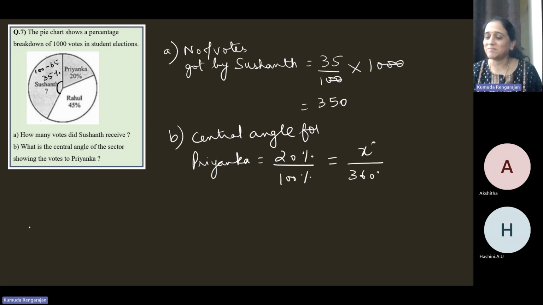You should feel the rhyme. What is the rhyme? The numerator is all for Priyanka. 20% is for Priyanka. X degrees is also for Priyanka, the central angle for Priyanka. In the denominator, 100% total, 360 degrees total. It is rhyming, no? So this is a proportion. You can take away the degree and percentage. So this is nothing but 20 by 100 is equal to X by 360.